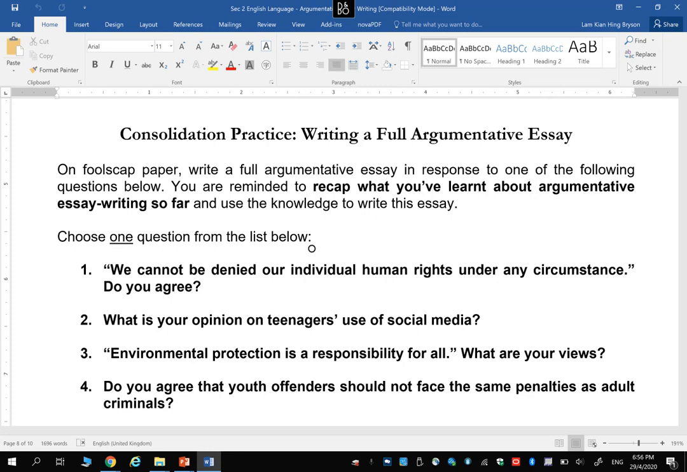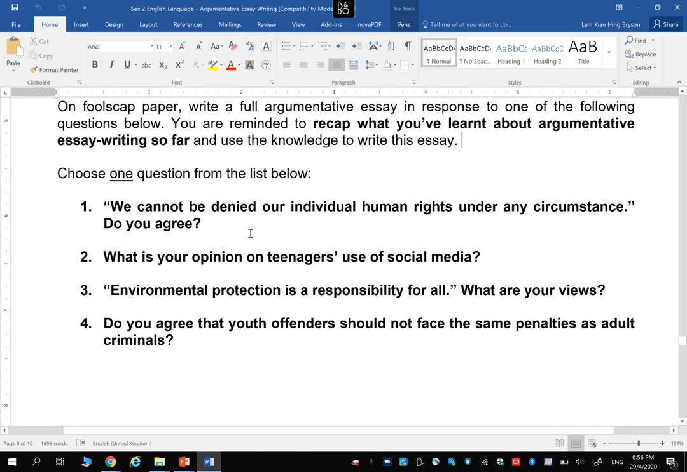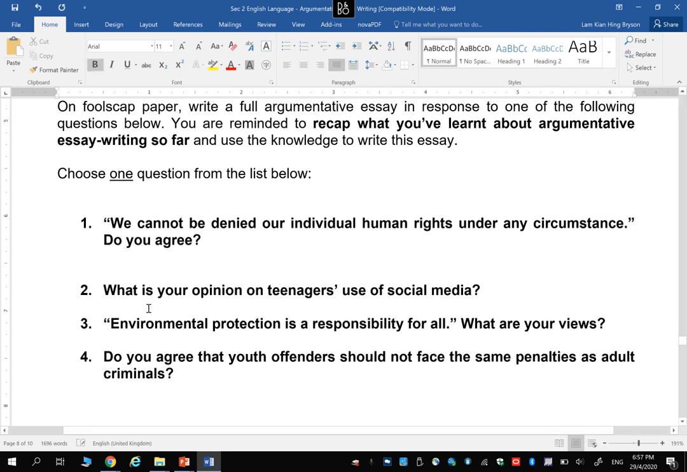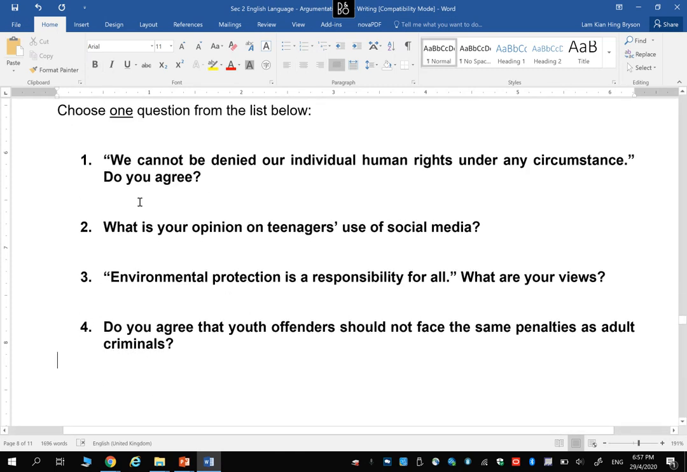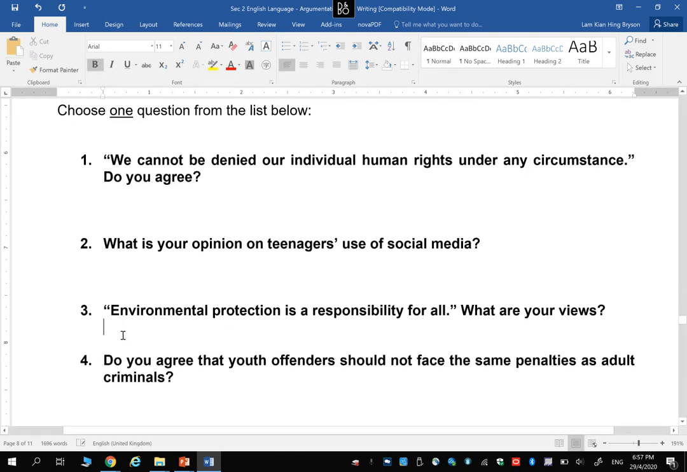Okay. Now, on foolscap paper, you are to write a full argumentative essay in response to one of the following questions below. You are reminded to recap what you have learned about argumentative essay writing so far and use the knowledge to write this essay. There are 4 questions over here. I'm going to go through some question analysis with you such that it makes it a bit easier for you to tackle these questions. Okay?